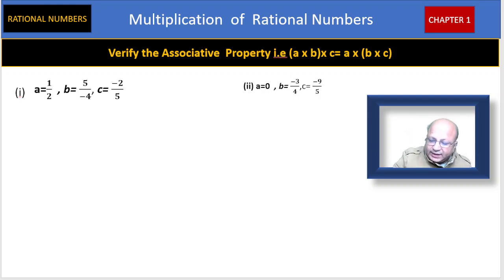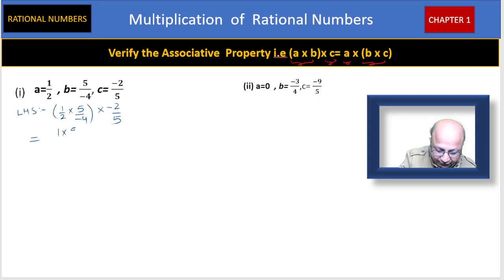So a into b in bracket multiply by c is equal to a multiply by b into c in the bracket. So हम वैल्यूज को सब्स्टिट्यूट करेंगे. लेट्स टेक लेफ्ट हैंड साइड फर्स्ट. So 1 upon 2 multiply by 5 upon minus 4 is in bracket multiply by c, that is minus 2 upon 5. So bracket will be solved first.